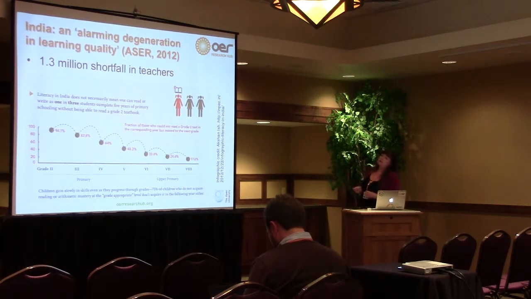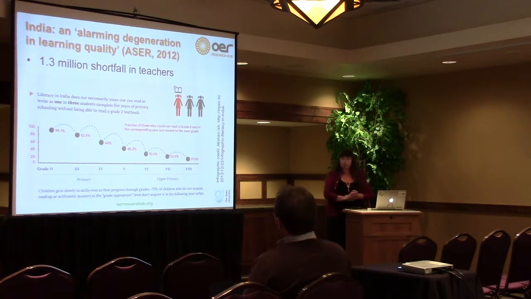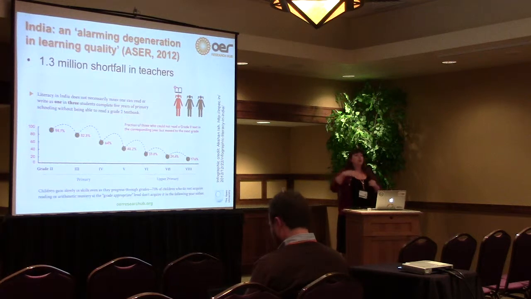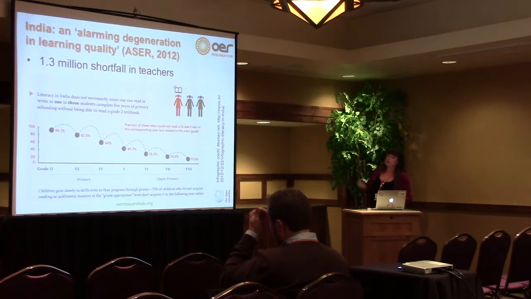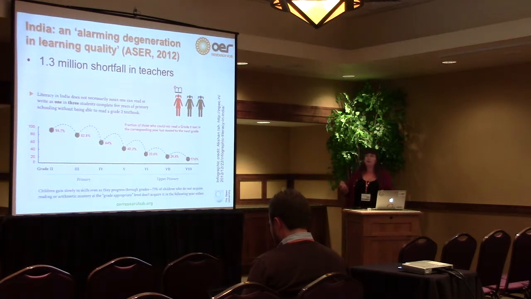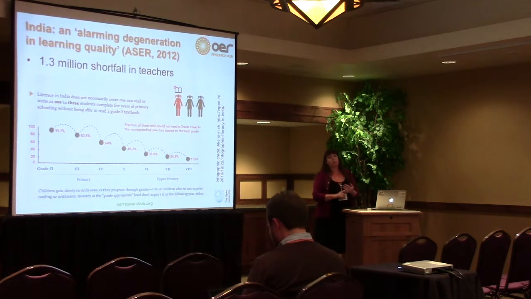And this representation here shows that for grade 2 textbooks, which, to give a bit of context, is age 6, by the time a primary school student, and that ranges through to age 11, reaches the end of their primary school, quite a large number still can't read a grade 2 textbook. So pupils are progressing through the grades without actually learning. And a key headline figure here is that there is a 1.33 million shortfall of teachers in India.